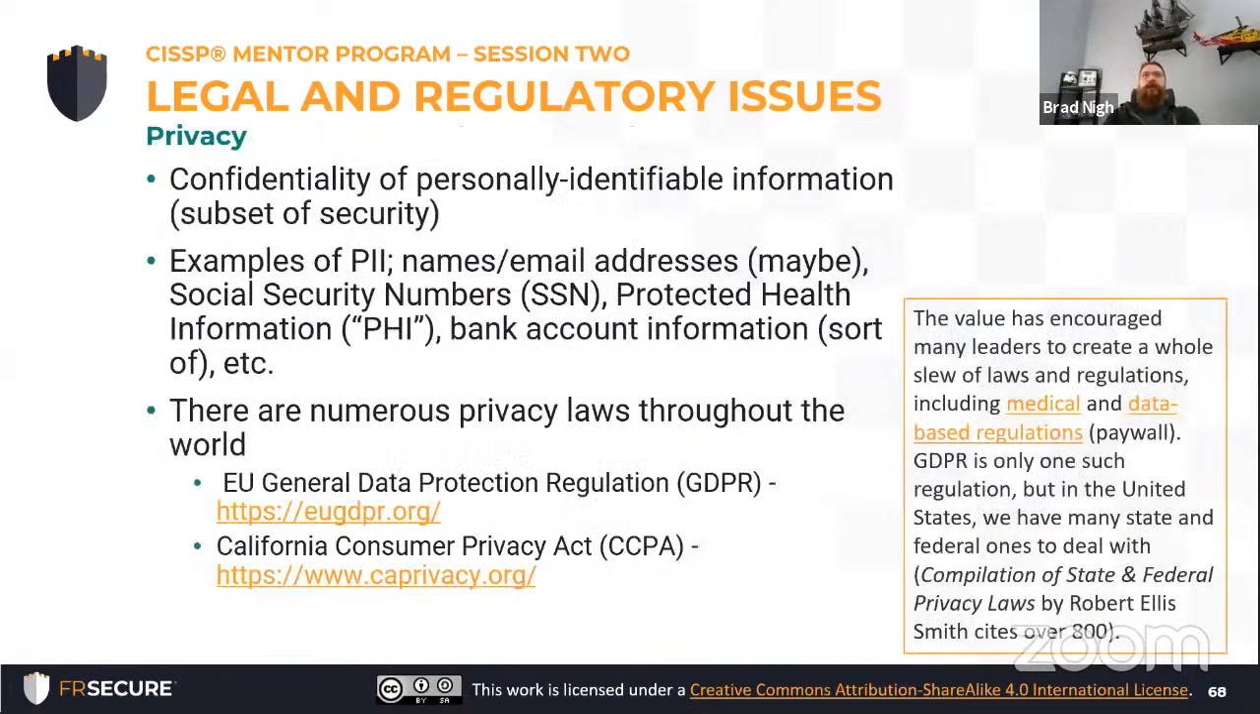All right, looking at this, we're now with privacy. And again, this is a subset of information security. And it's, remember, only about the confidentiality of PII, that personally identifiable information. So what are some examples? Well, maybe a name or an email address, a social security number, the PHI, so your medical records, bank accounts, sort of. With this, PII is something that makes you uniquely identified. It shows, hey, this is who you are, right? It identifies you.